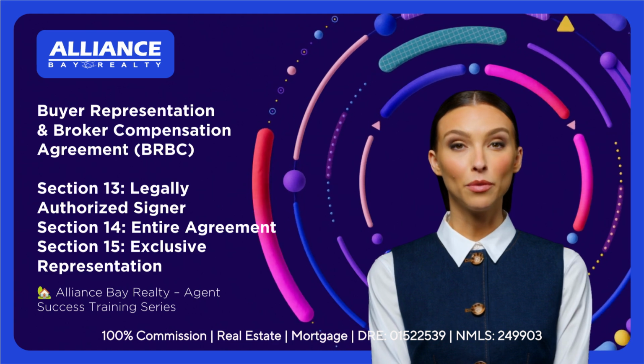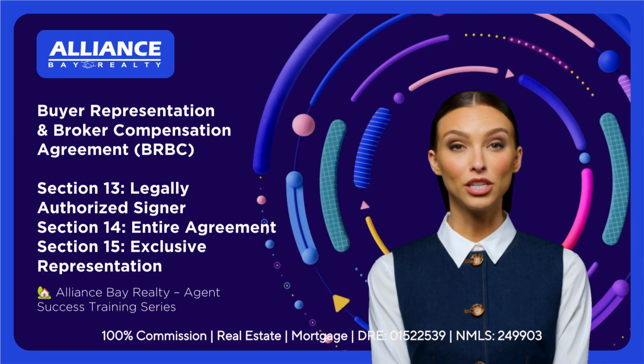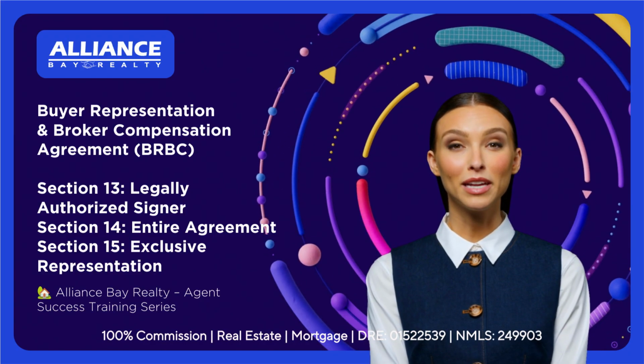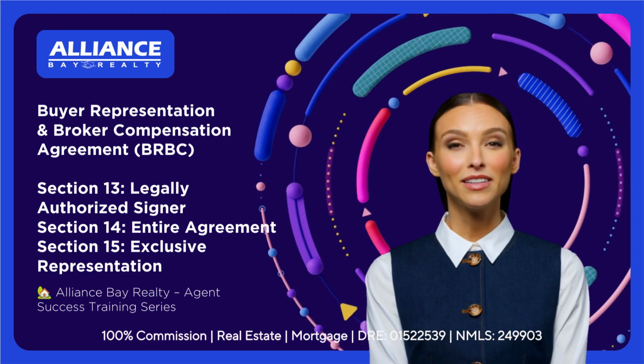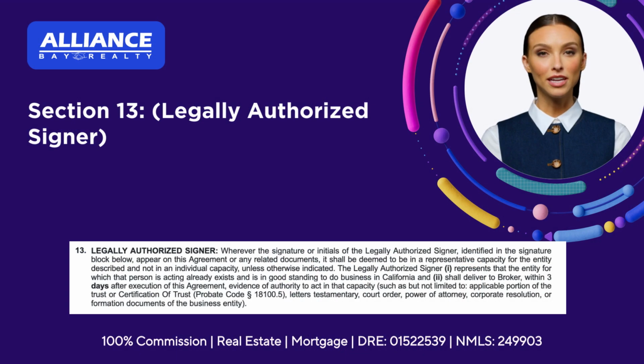In this lesson, we're going to cover sections 13, 14, and 15, which focus on who has the legal authority to sign, what makes this agreement complete and enforceable, and what it means when representation is exclusive. Section 13 explains the role of the legally authorized signer, which is especially important when the buyer is a trust, LLC, corporation, or other entity.